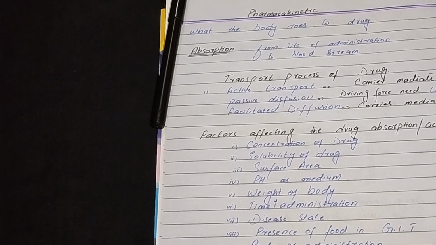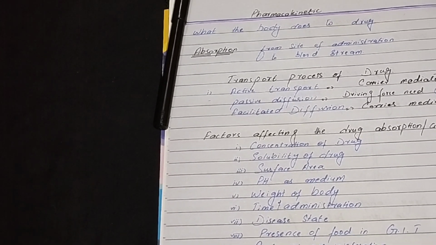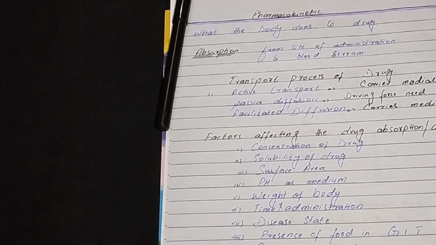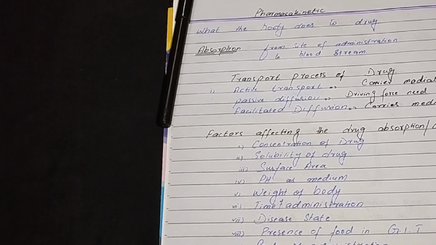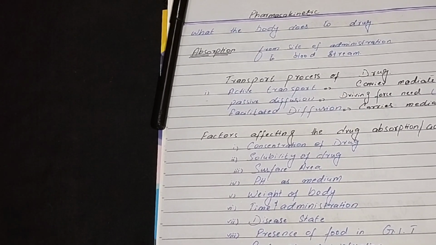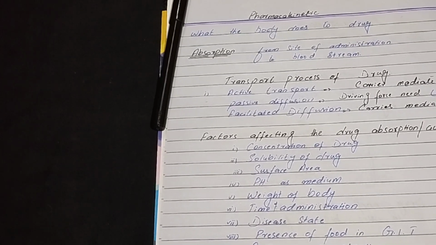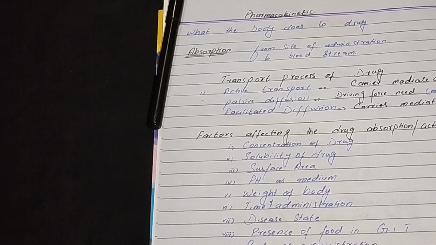Next we move towards the next factor, that is surface area. The larger the surface area, the more the drug is exposed for absorption, right? The small intestine provides a great surface area, that is divided into villi and projections, so greater will be the absorption through the small intestine. And the next factor is pH.